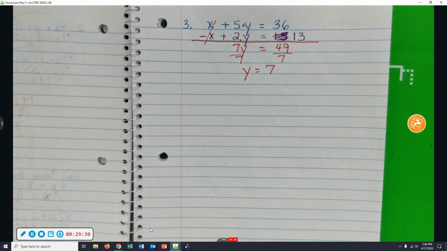I like the elimination method. But even the elimination method has some drawbacks that we're going to discuss in a moment.